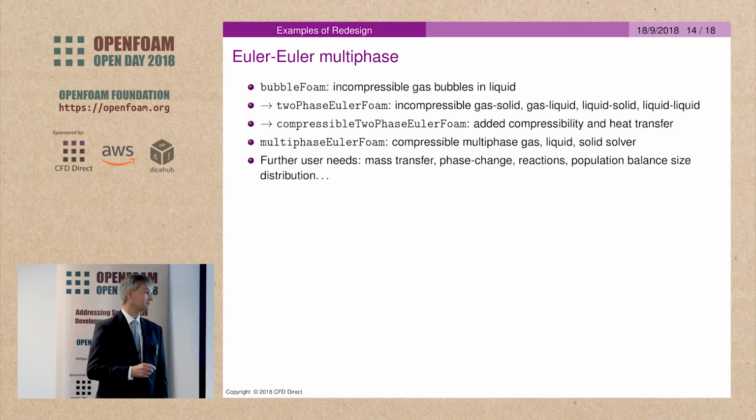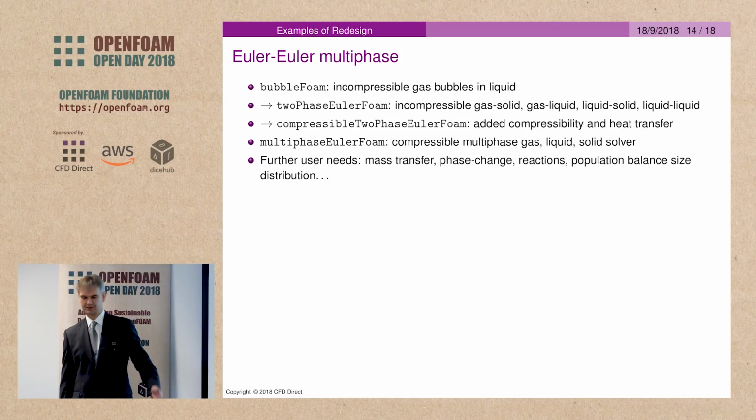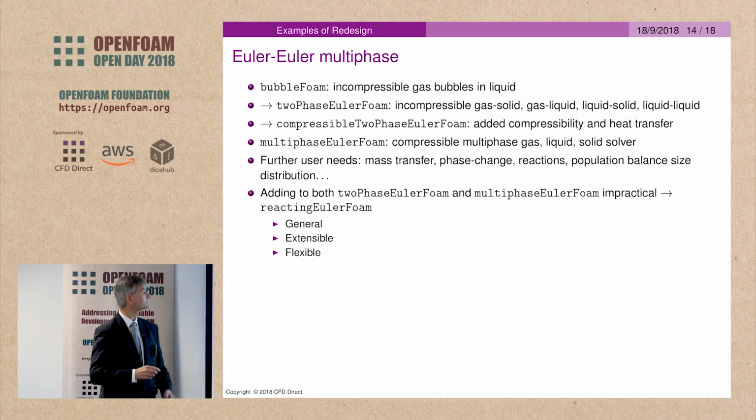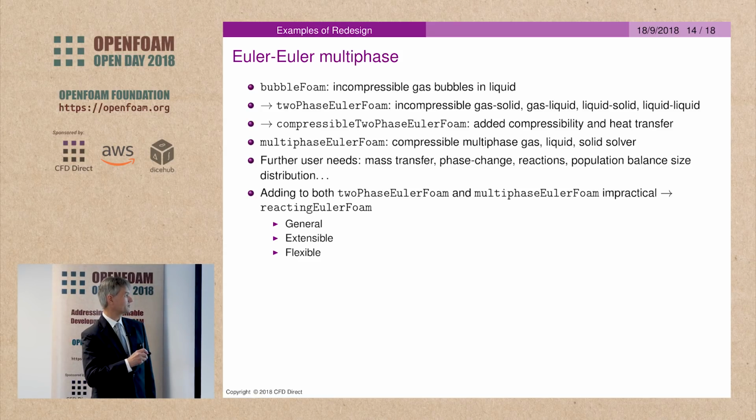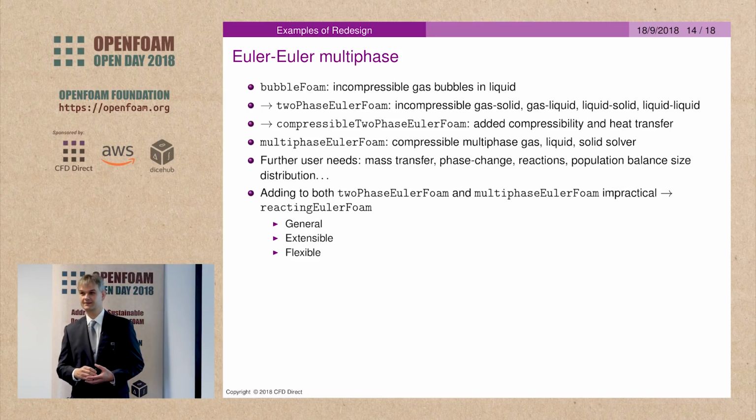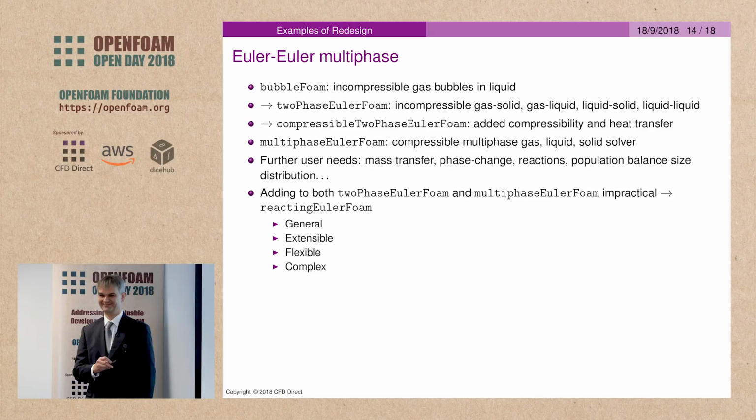Mass transfer, phase change, reactions, population balance. And in population balance, there is this method and that moment methods and class methods, and it's a nightmare. Adding all this functionality to both for two-phase and multi-phase is just impractical. So we created a structure. Not surprisingly, using templating. Templating, brilliant. And it is general and extensible and flexible and complex. But it's okay, because the people who really undertake this kind of work are really clever. So it's all right. They can handle the complexity, can't you?